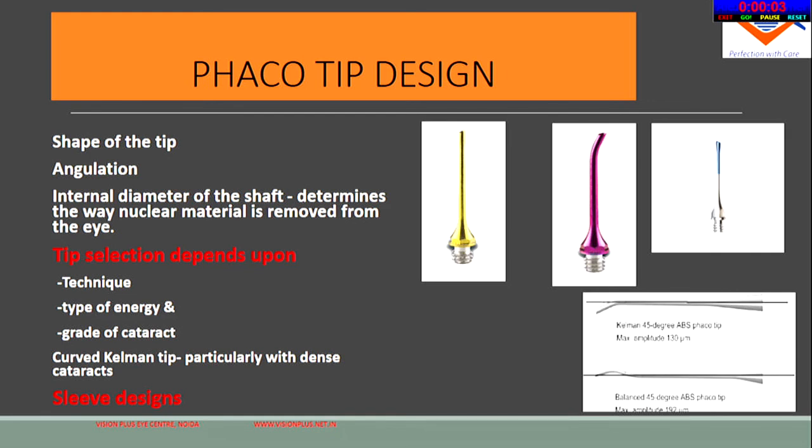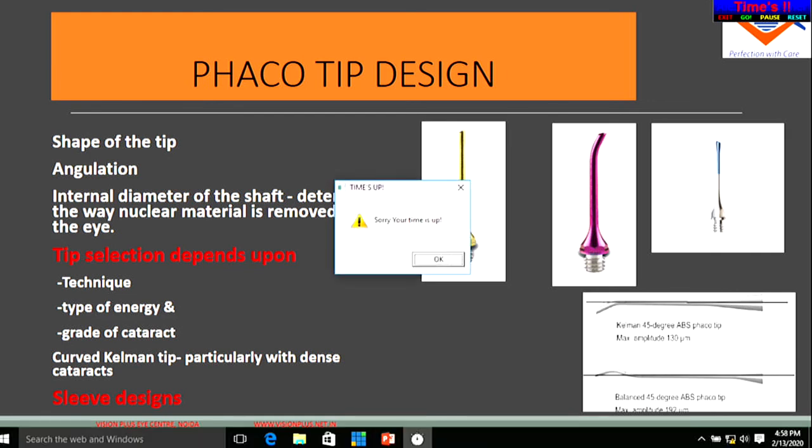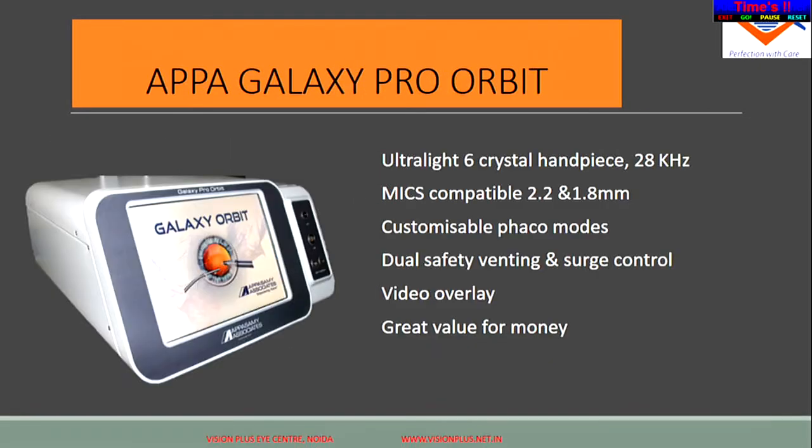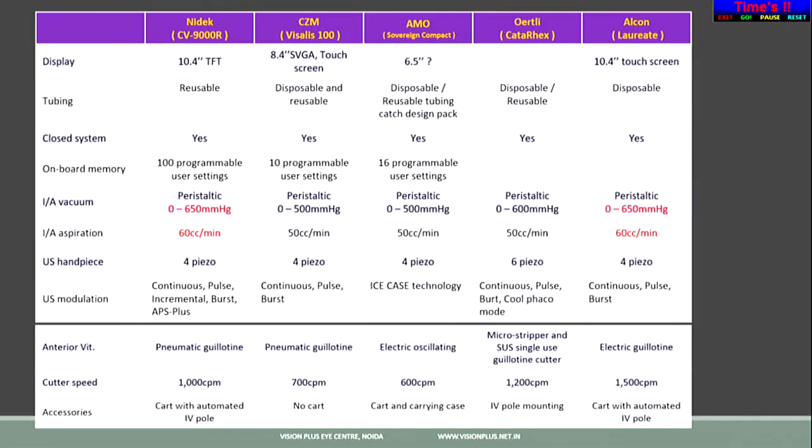And then coming to the PHACO tip design, again you have a large variety of options which are available to us. And depending on the grade of cataract or depending on the technique you use, whether it's a sculpting technique or a PHACO chop technique, you can choose the design according to that. So it's a good option to make a sort of spreadsheet, see the different PHACO machines which are available, what are the features which are important to you, and make a good comparison.